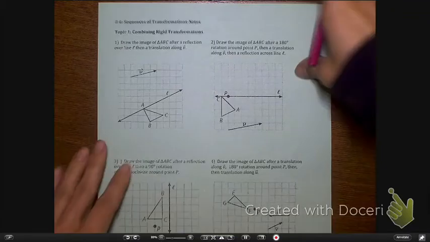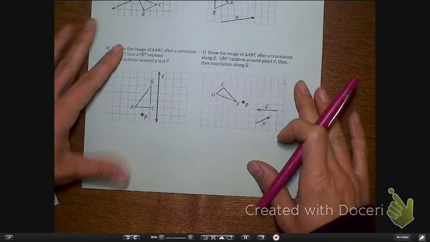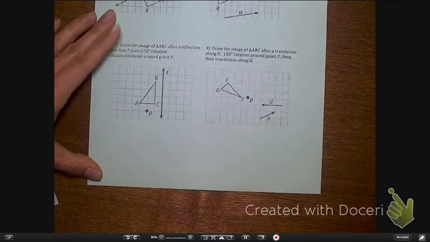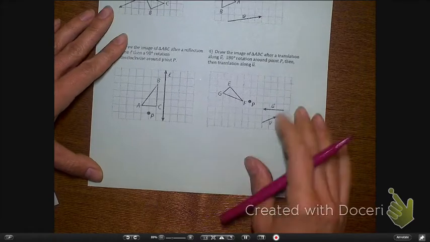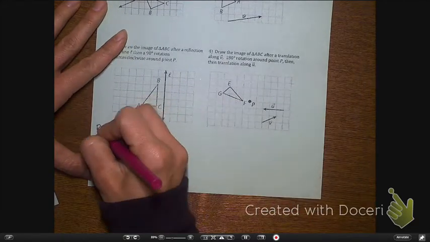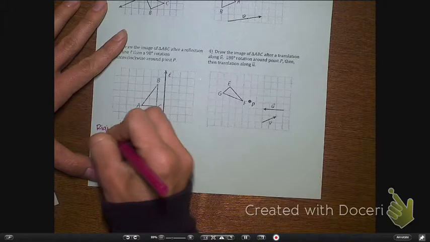So on the bottom of your paper, I want you guys to write 2 definitions down before we begin, okay? So the first definition is rigid motion.